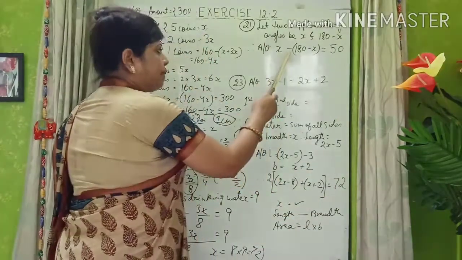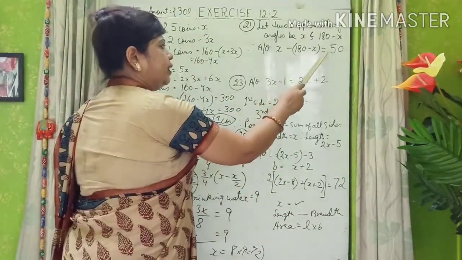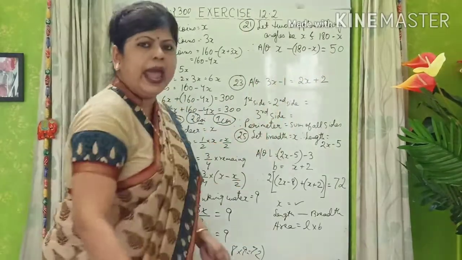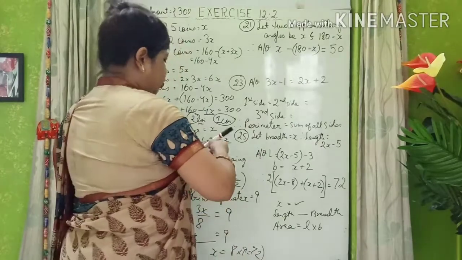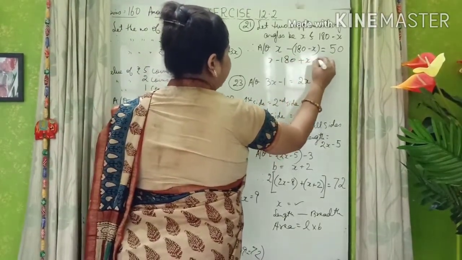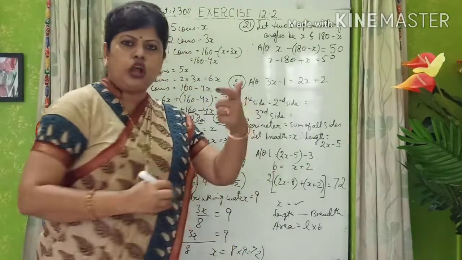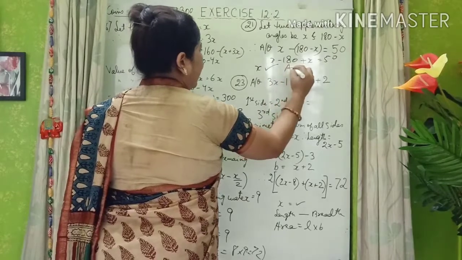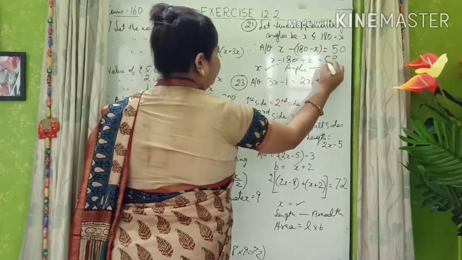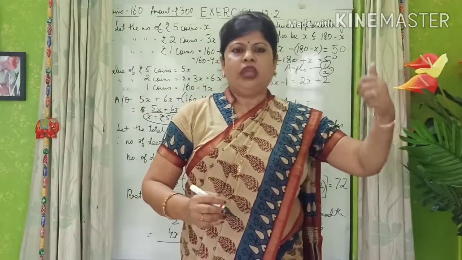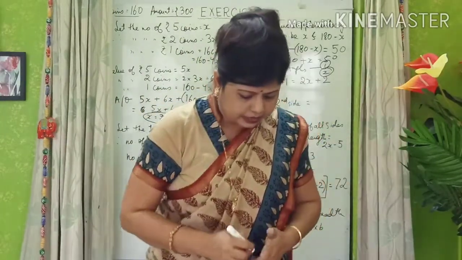That means x minus (180 minus x) equals 50. So this will become x minus 180 plus x equals 50. And after that, 2x minus 180 equals 50. You solve for x. The moment you find x, you find both the angles. So one will be x and the other will be 180 minus x, and in this way you find both the angles.